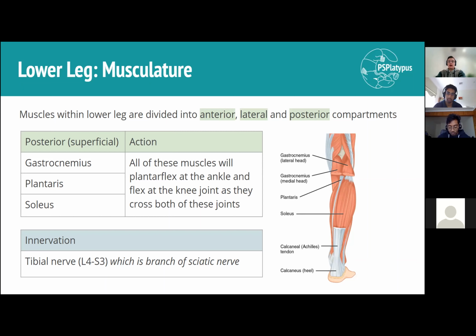The other ones, though, are very, very important, especially gastrocnemius. In fact, it has two heads, right? So it's generating the most amount of power. These muscles will be innervated by the tibial nerve, which goes from L4 to S3. And this nerve is a branch of the sciatic nerve.